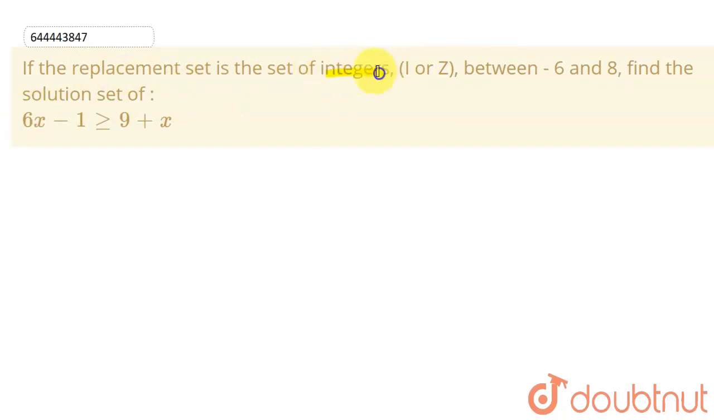So students, we have a replacement set which is a set of integers, denoted by I or Z, between -6 to 8. We need to find the solution set which satisfies this inequality.